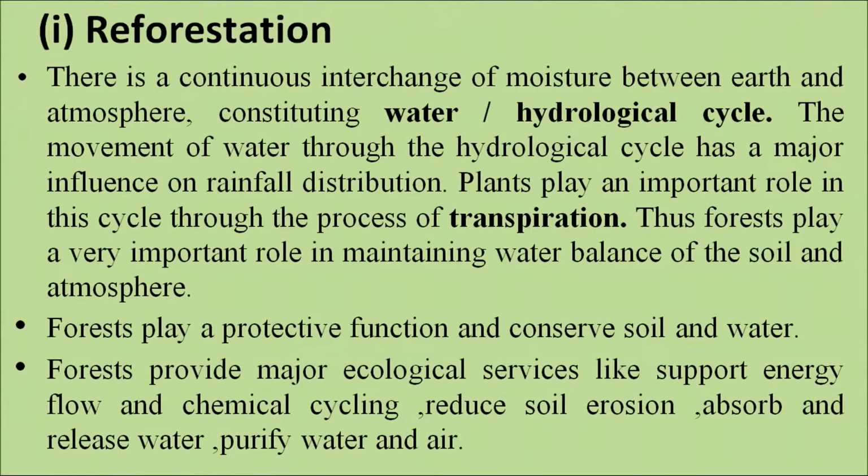Reforestation. There is a continuous interchange of moisture between earth and atmosphere constituting water cycle. The movement of water through the hydrological cycle has a major influence on rainwater distribution. Plants play an important role in this cycle through the process of transpiration. Thus, forests play a very important role in maintaining water balance of the soil and the atmosphere. Forests play a protective function too, and they conserve soil and water.